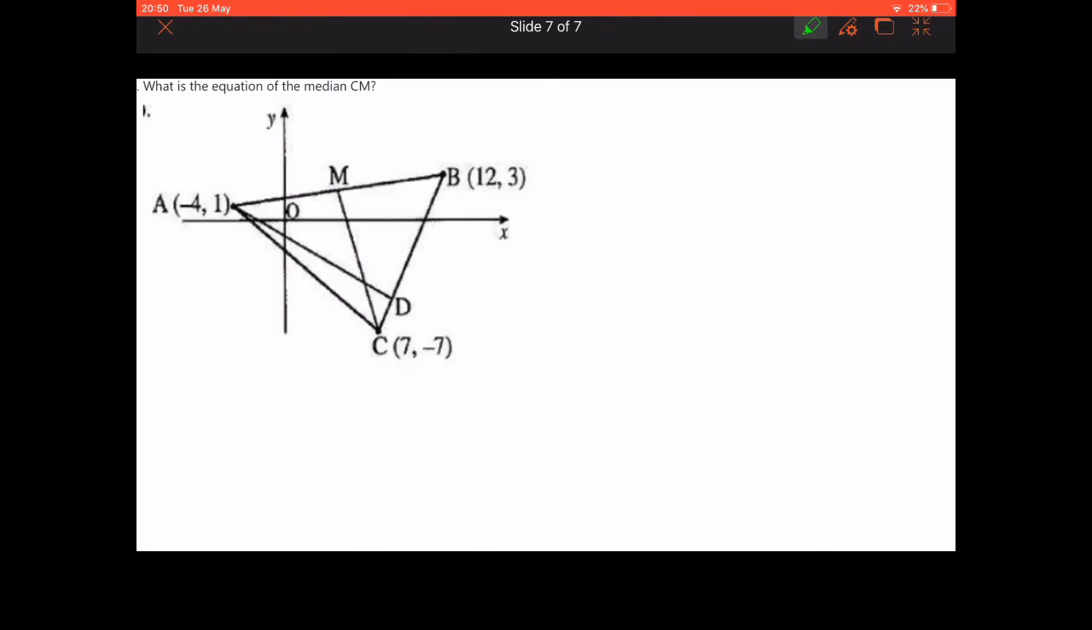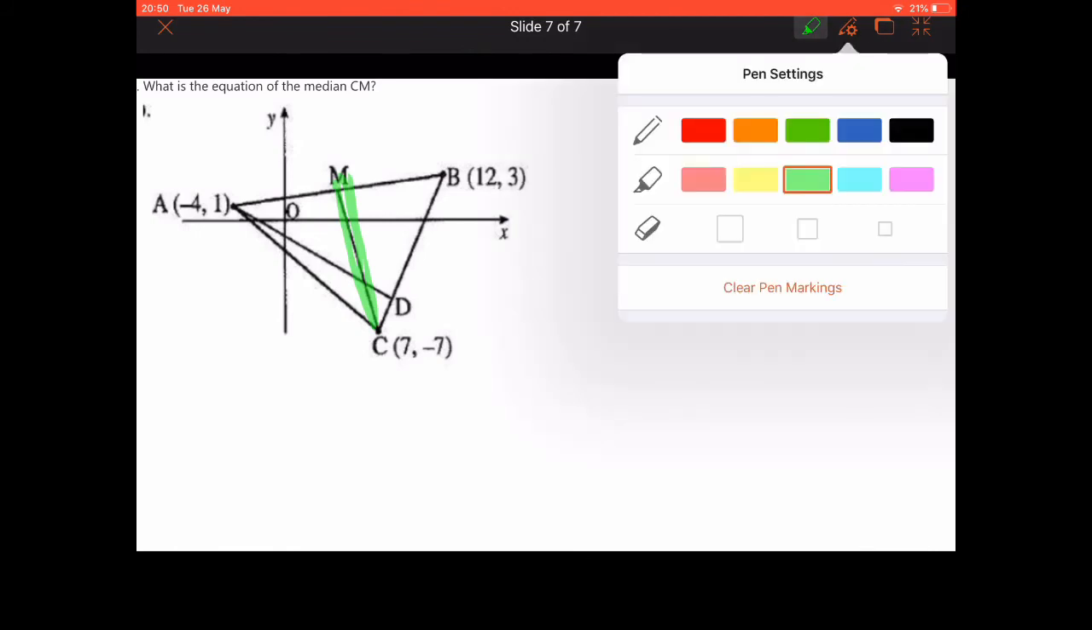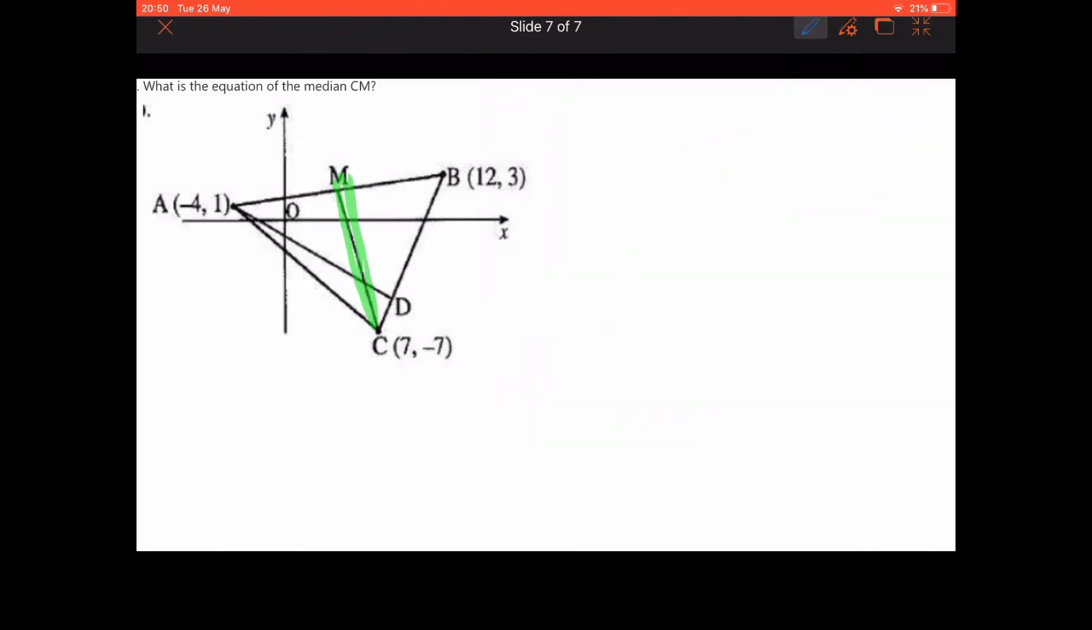Last question, what is the equation of the median CM? So I'm going to highlight that line there, CM. We're trying to find the equation of it. So when you're finding the equation of a line, two things you need are the gradient of the line, and you need a point that's on the line.